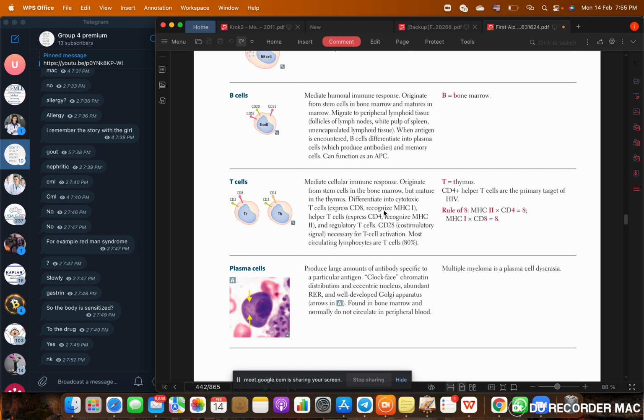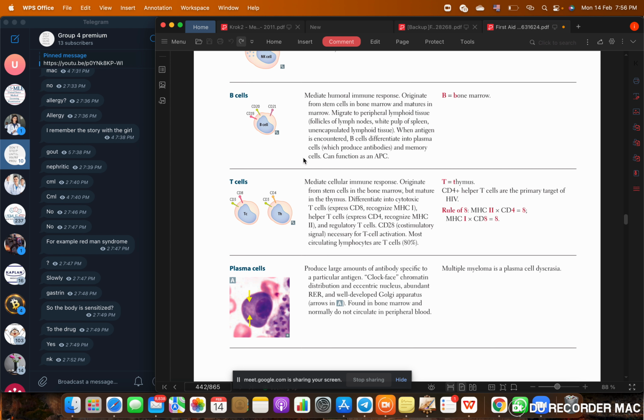The B cells mediate humoral, not cellular, humoral. So the B cells are humoral, the T cells are cellular. So the B cells mediate the humoral immune response, originate from the stem cells in the bone marrow and mature in the marrow. So B for bone. They migrate to the peripheral lymph node, the follicles of the lymph node, the white pulp in the spleen, and encapsulated lymphoid tissue, like, for example, the Peyer's patches. When the antigen is encountered, B cells are going to differentiate into plasma cells, which make the antibody, and also they can become a memory cell.